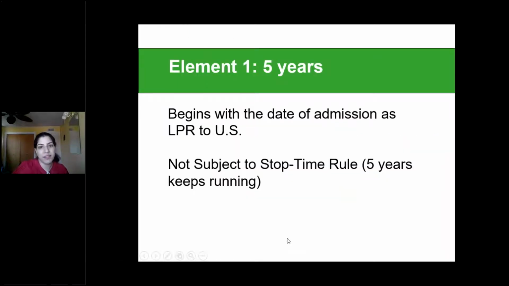The 5-year element begins with the date of admission as an LPR to the US. And note that for some folks who enter the US as LPRs, it will be that date. For other folks, it'll be a later date if they adjusted within the US.